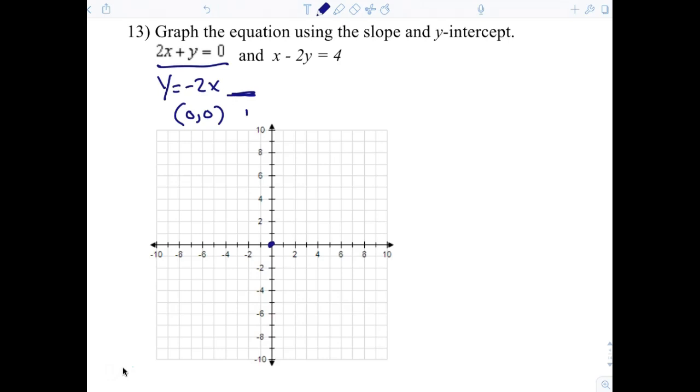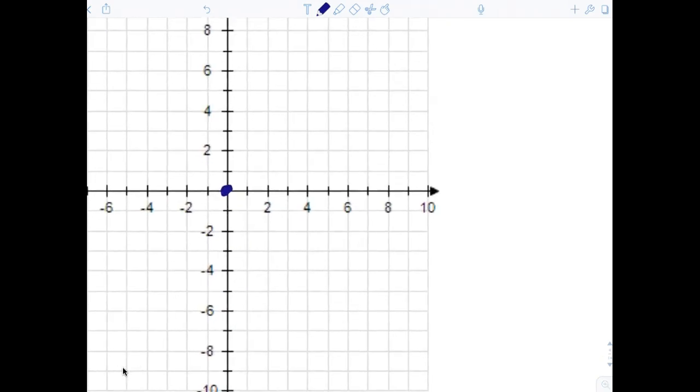Now, what is the slope? I already told you how I want you to say it. Negative 2 over 1. If you just say negative 2, I see kids go down 2 and then they've got a vertical line. You go down 2 and then what? To the right 1. So now I'm going down 2 to the right 1. And now I can draw the line.